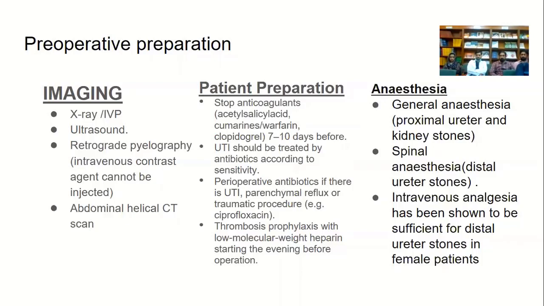Before the procedure, we have to stop anticoagulants 7 to 10 days before. If the urine culture is positive, it should be treated according to the sensitivity. Sometimes perioperative antibiotics are used in case of UTI, parenchymal reflux, or traumatic procedure. Some surgeons also prefer to use thrombosis prophylaxis with low molecular weight heparin starting the evening before the operation.